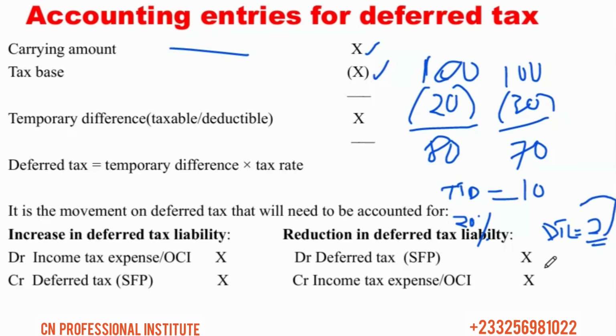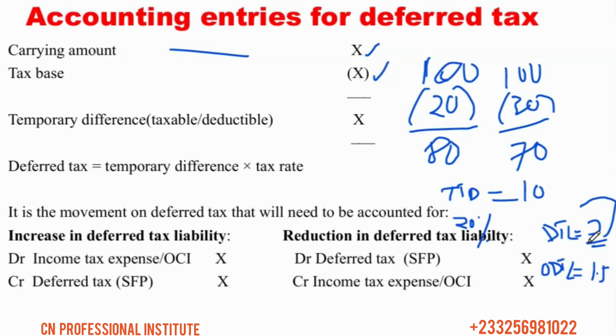So let's say we have an opening deferred tax liability of 1.5. If the opening deferred tax is 1.5 and the deferred tax that we've computed at the closing is 2, you realize that the deferred tax liability has gone up, and if the deferred tax liability has gone up, it's an expense. So if you compute your deferred tax liability and compare with the opening, and the liability has gone up, it's an expense.